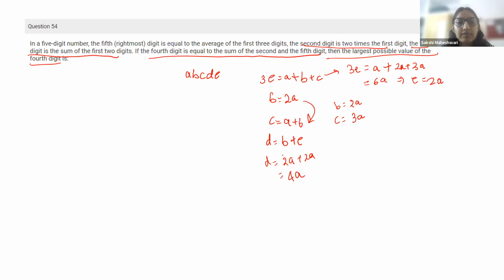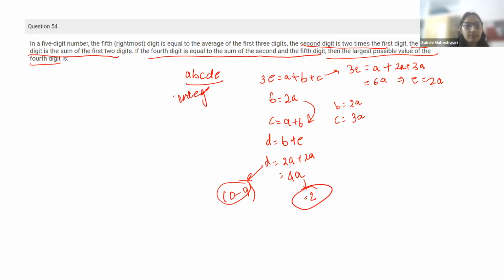So the max value D can be, this has to be between 0 to 9. Okay. So for maximum value of D, we can keep A equal to 1. All of these have to be integral, right? So D will be maximum. Are you getting it? Easy?